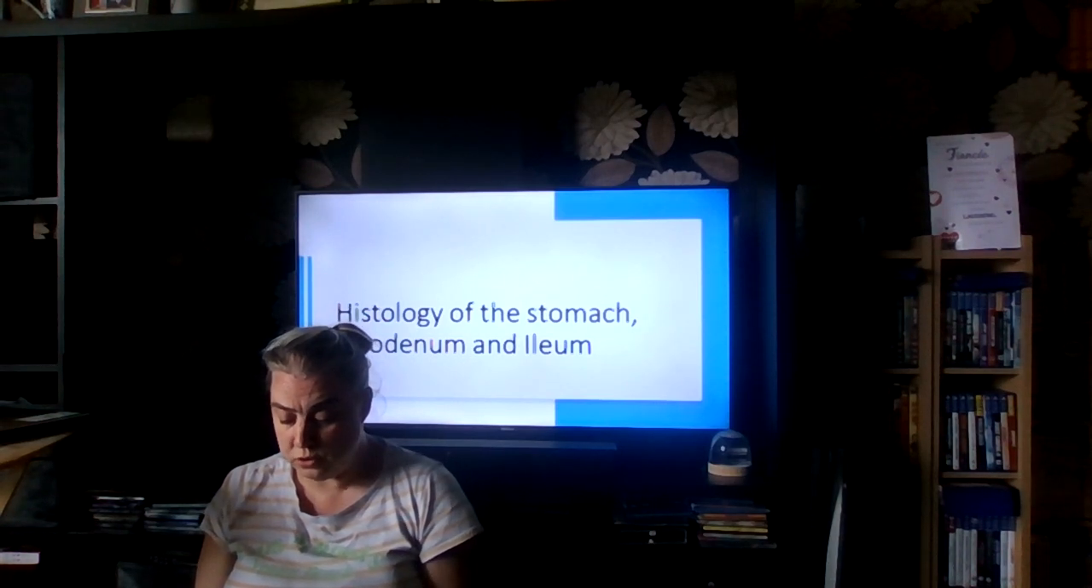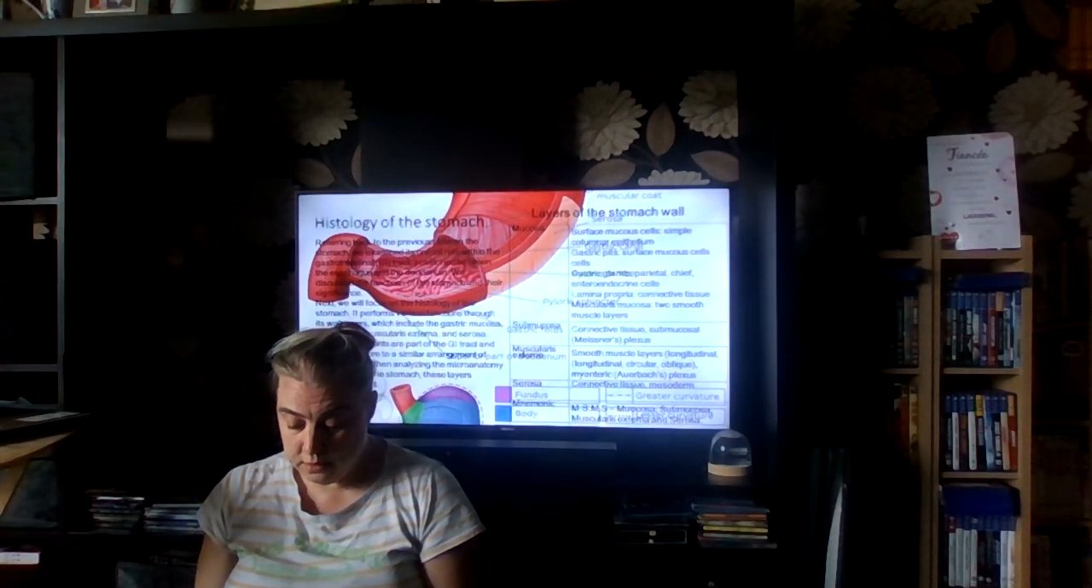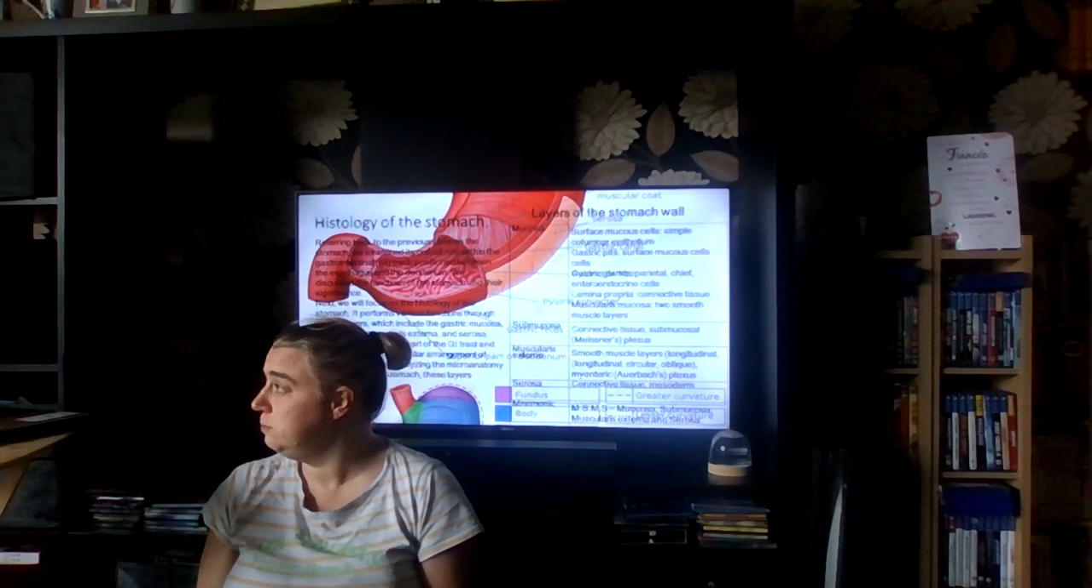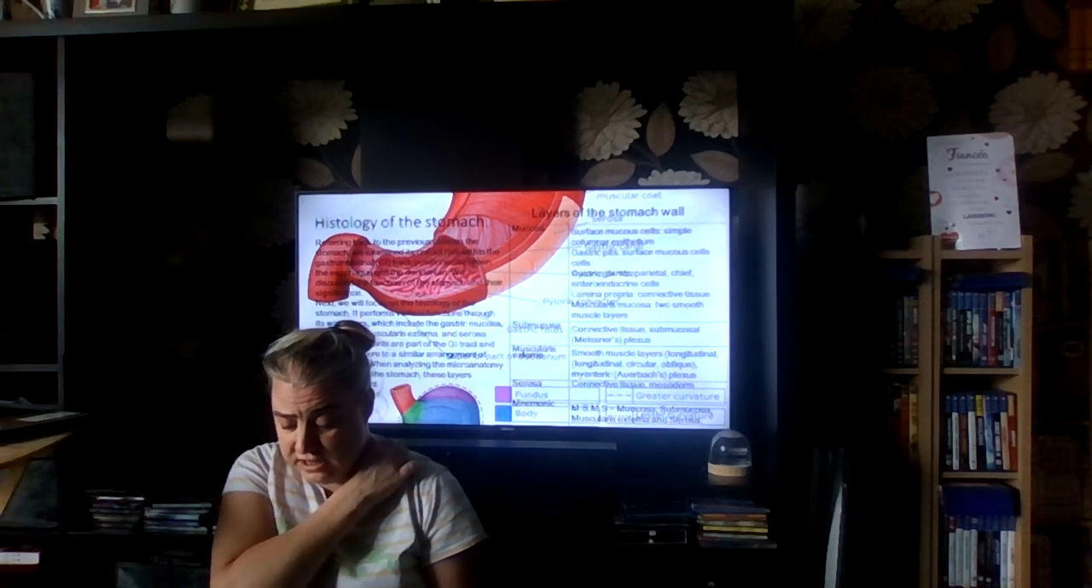But now we're going to talk about the histology of the stomach, duodenum and ileum. So first is the stomach. We've touched on parts of the stomach earlier, as this has a crucial role in the digestive system.